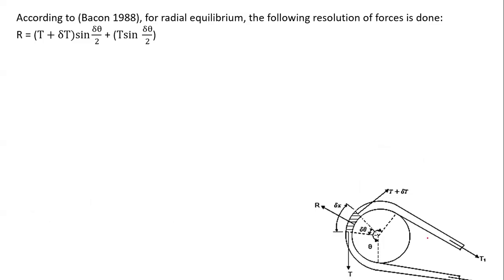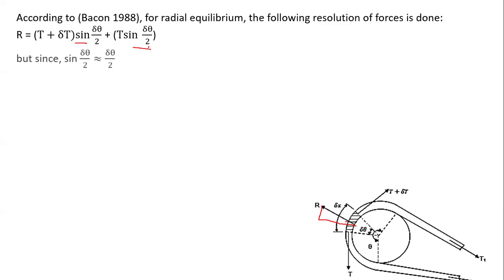Resolving in the vertical, rather in this direction, you are going to have sine and sine. The angle is half, so it's d theta over 2, because this is at the center, and then we start resolving to make a right angle triangle, meaning it's only going to use half of the angle. So we have, first of all, T plus delta T, then sine d theta over 2 as the angle. The other one is T sine d theta over 2.